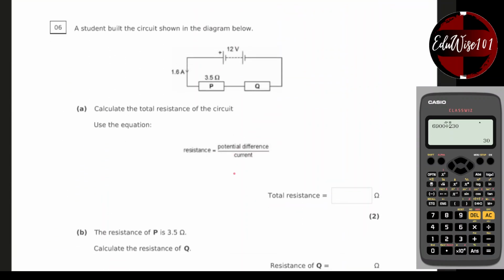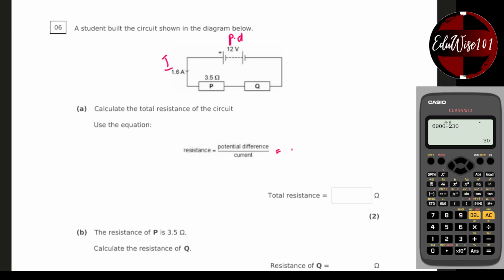A student built the circuit shown in the diagram below. So I have a series circuit of 2 fixed resistors. Calculate the total resistance in the circuit. The resistance is potential difference divided by the current. So the potential difference is this 12 volts, and that's my current.